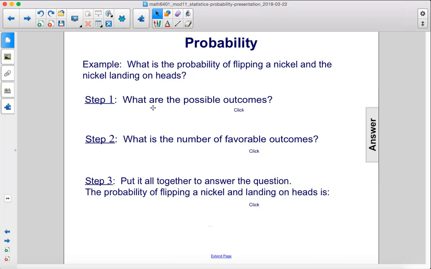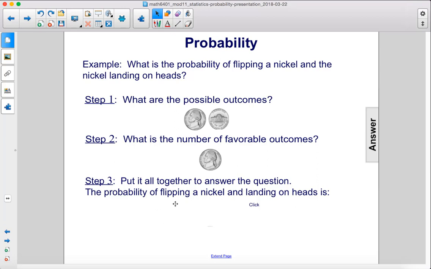Step 1. What are the possible outcomes? Well, heads and tails. Step 2. What is the number of favorable outcomes? Heads. We are wondering what the probability of getting heads is. Our number of favorable outcomes is 1, which is heads. Step 3. Put it all together to answer the question.